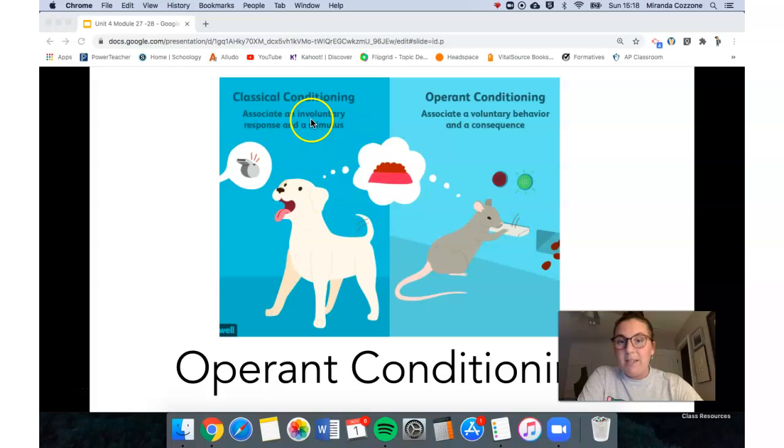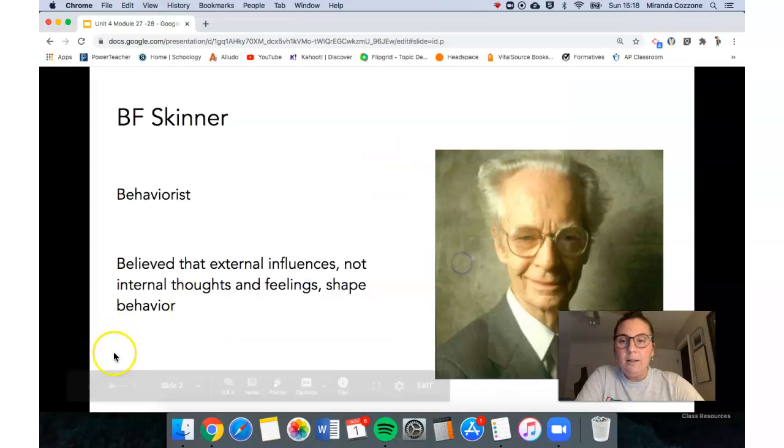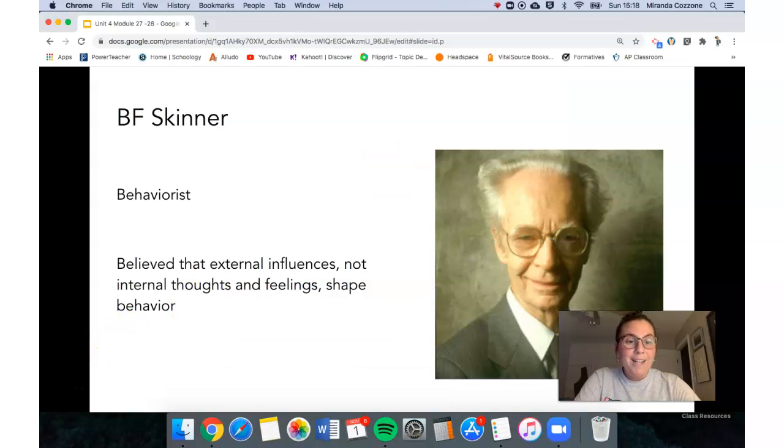Pavlov's dog, it was an involuntary response. The rat learned the consequence of pressing a lever would lead to food. Okay, so let's dive into operant conditioning. So while Pavlov and Watson are the guys that you probably now associate with classical conditioning, B.F. Skinner is kind of the behaviorist that we want you to associate with operant conditioning.